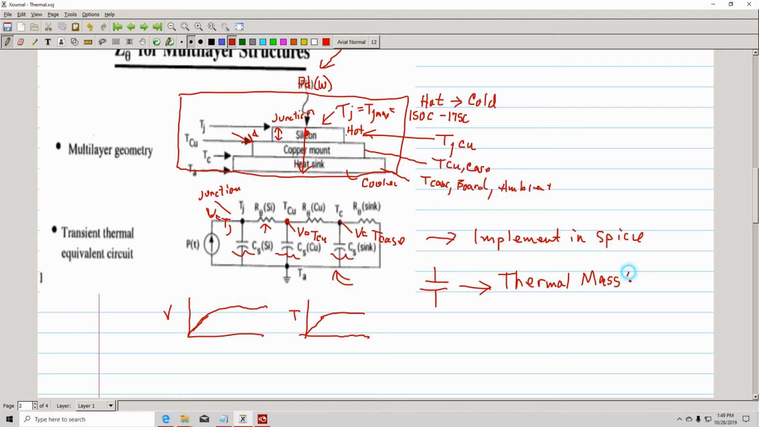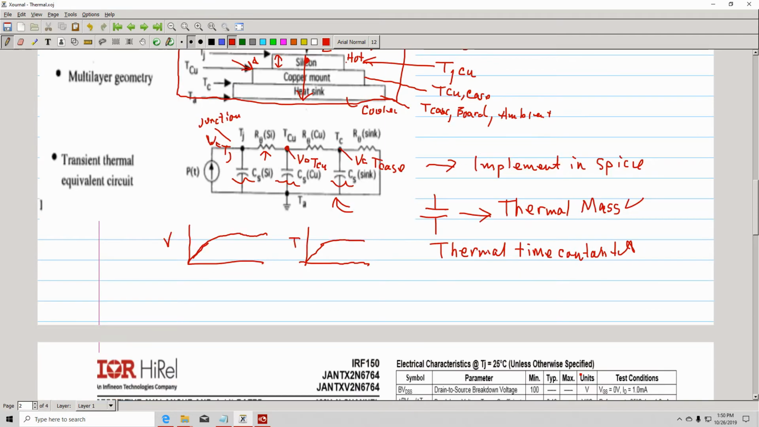and there's a certain time constant, a thermal time constant, associated. Okay, so we got that.